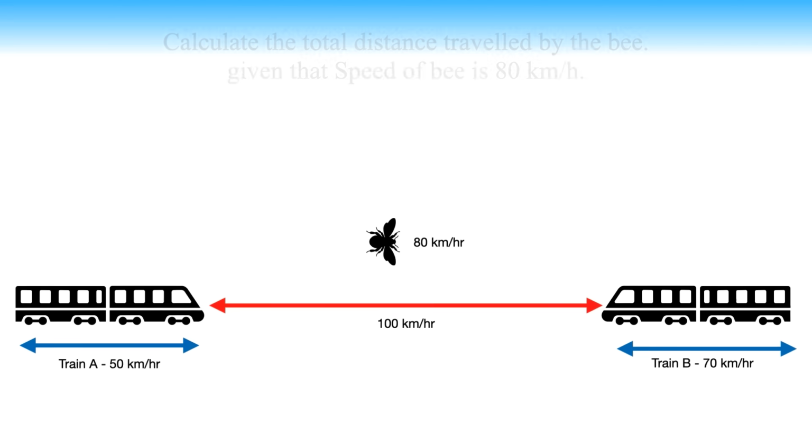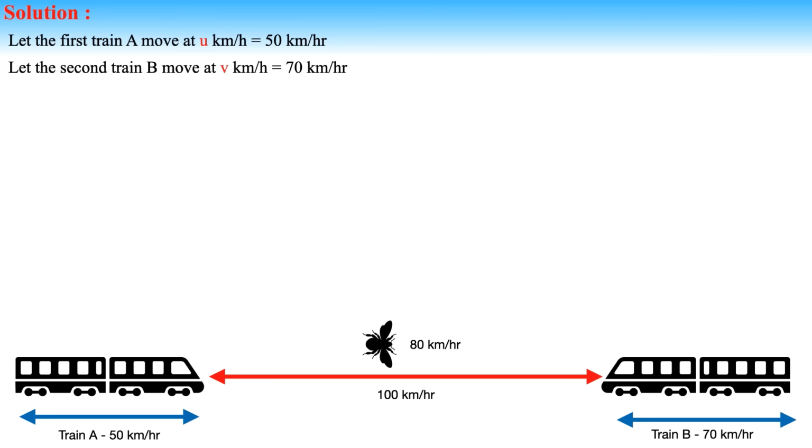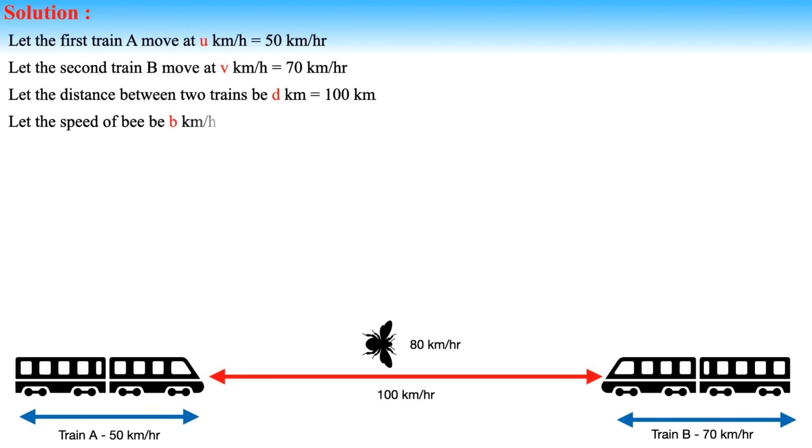Let me explain the solution now. Let us make some assumptions first. Let the first train A move at u kilometers per hour. Let the second train B move at v kilometers per hour. Let the distance between the two trains be d kilometers, and let the speed of the bee be b kilometers per hour.